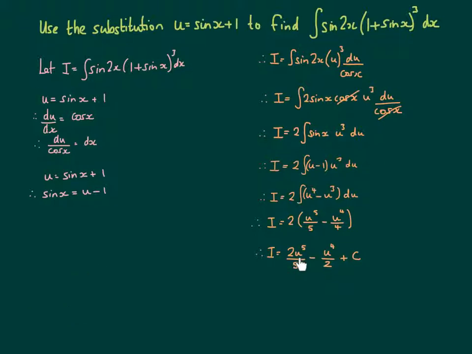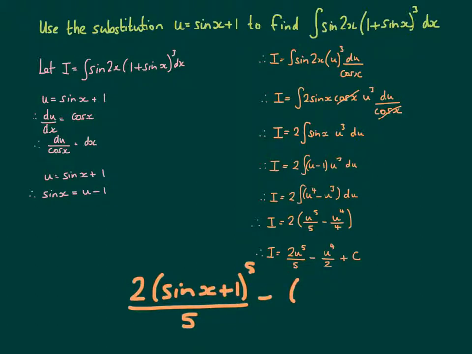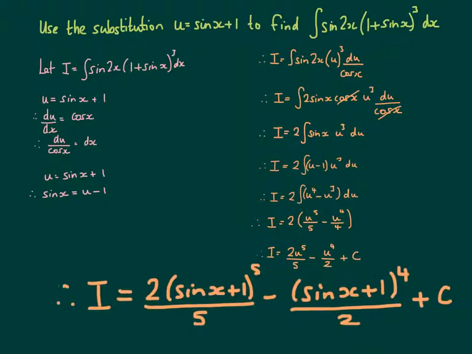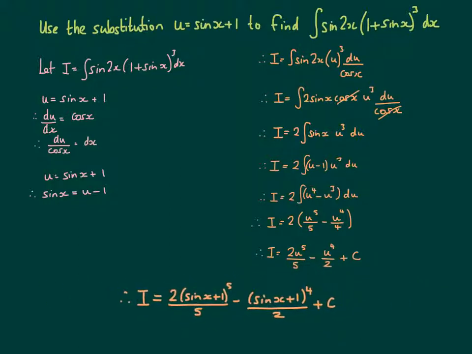So our integral is going to be that, but with sine of x plus 1 written in place of the u's. So we'll have 2 brackets sine x plus 1 to the power 5 divided by 5 subtracted by sine x plus 1 to the power 4 divided by 2 plus the really important arbitrary constant c. That's it.